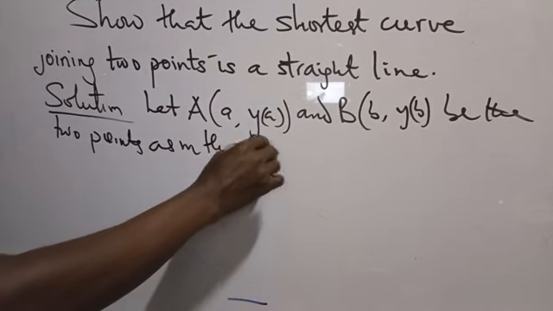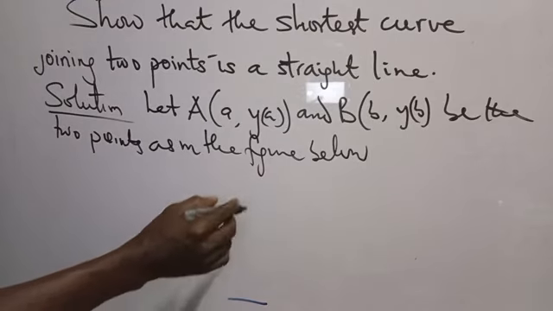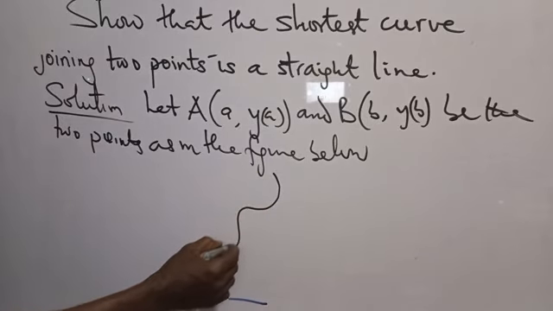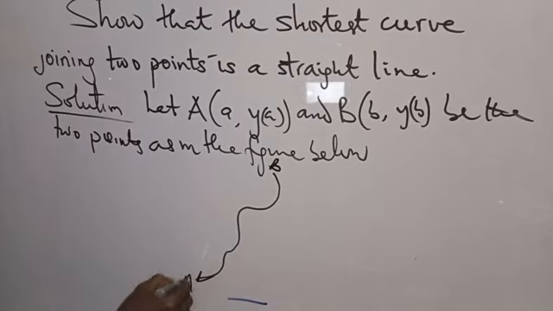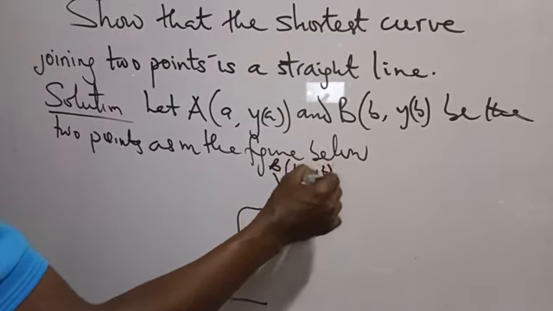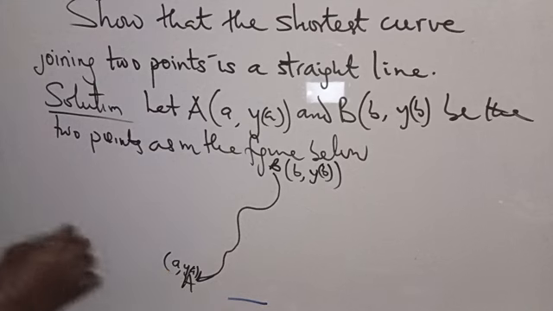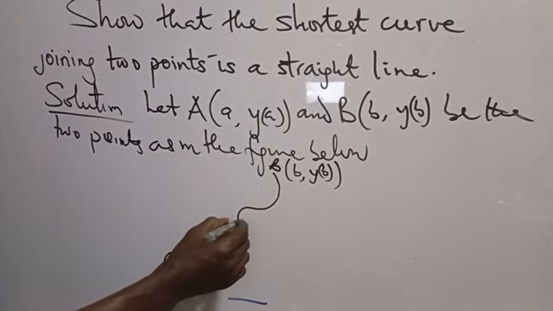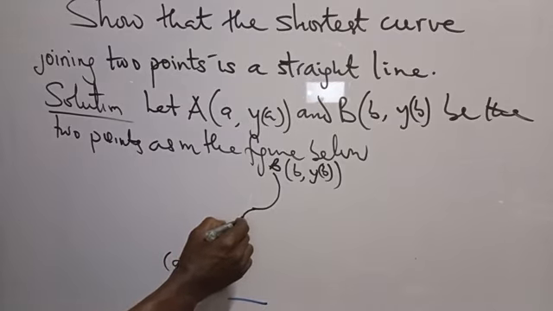We want to draw a figure that will represent the 2 points. So suppose we have something like this. Let's call this point B, and let's call this point A. Here we have B, the x coordinate is B, while the y coordinate is y of B. For A, the x coordinate is A, while the y coordinate is y of A. Now let's assume the curve at this point looks like this.